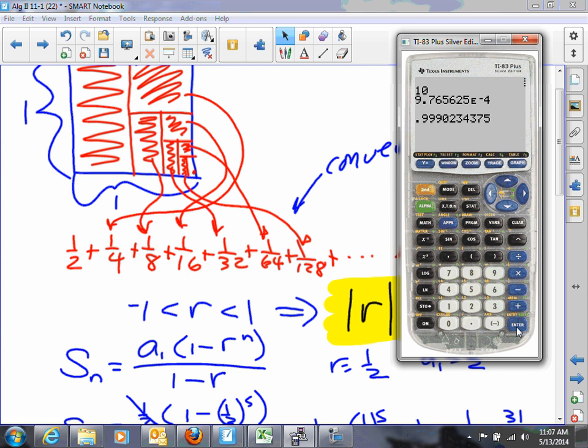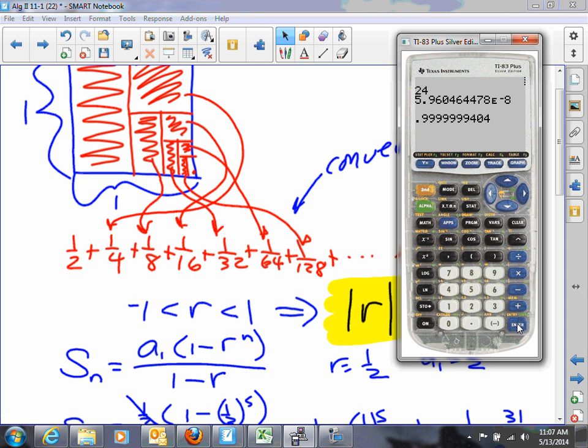Now, at this particular point, it's shifted into scientific notation. That would be 0.0009765625. That's what the E-4 means. And notice the sum is 0.999023. And if you just keep pressing the enter button and watching the terms, notice this sum is converging on 1. It's getting closer and closer to it.